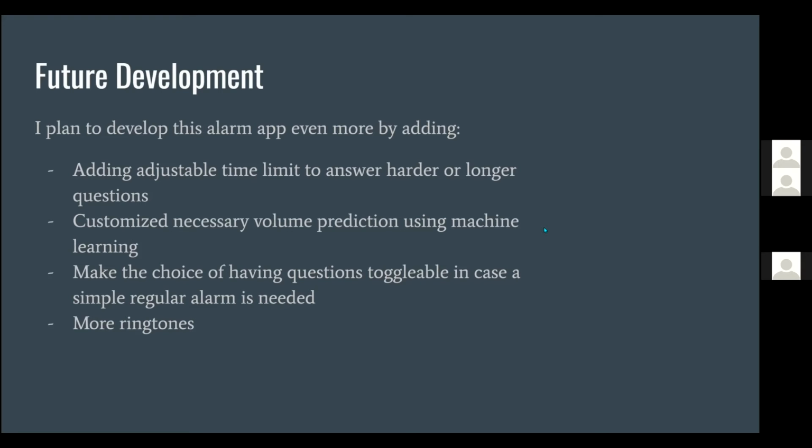Also, another thing that would be helpful is to add machine learning to this program, where it would actually do several tests to see the level of volume that will usually wake you up. And then it could use prediction to decide a volume that's going to be just enough to wake you up.